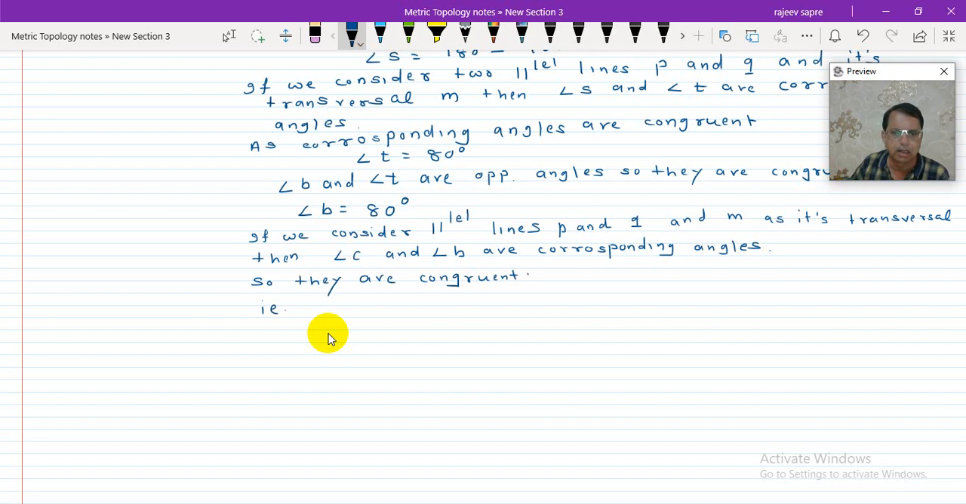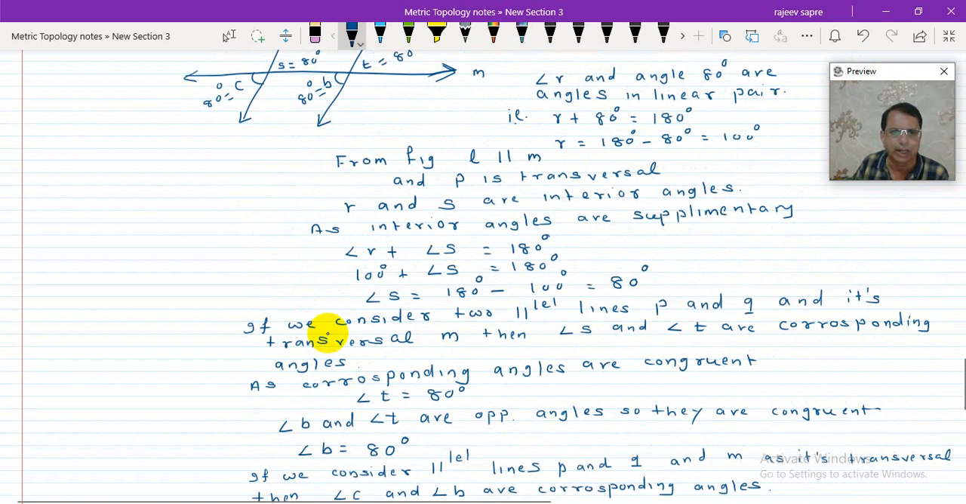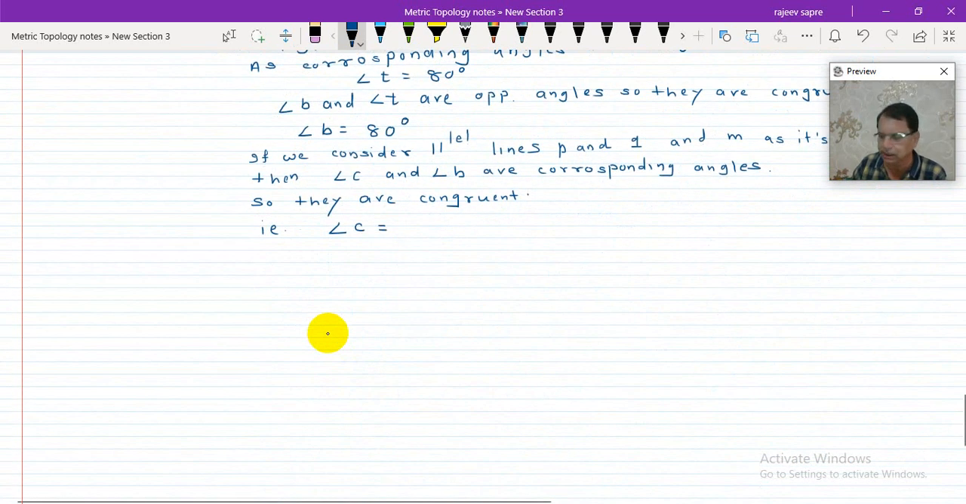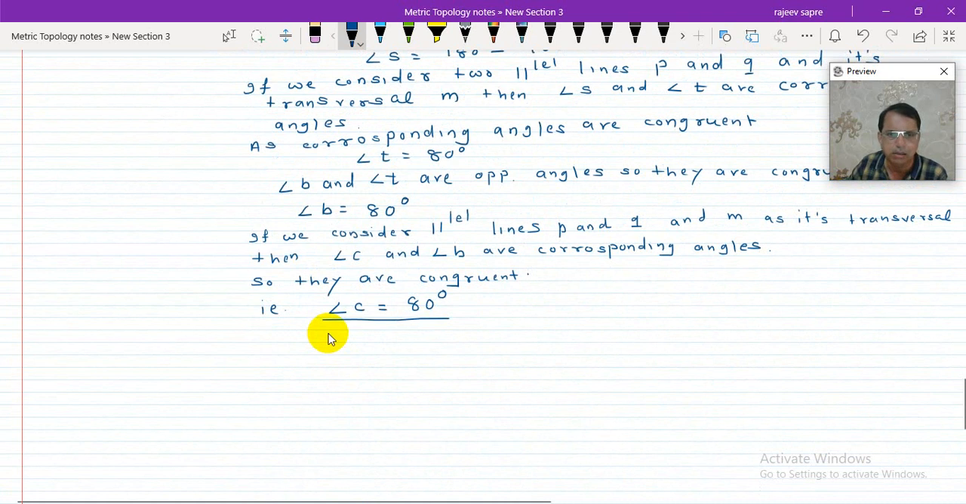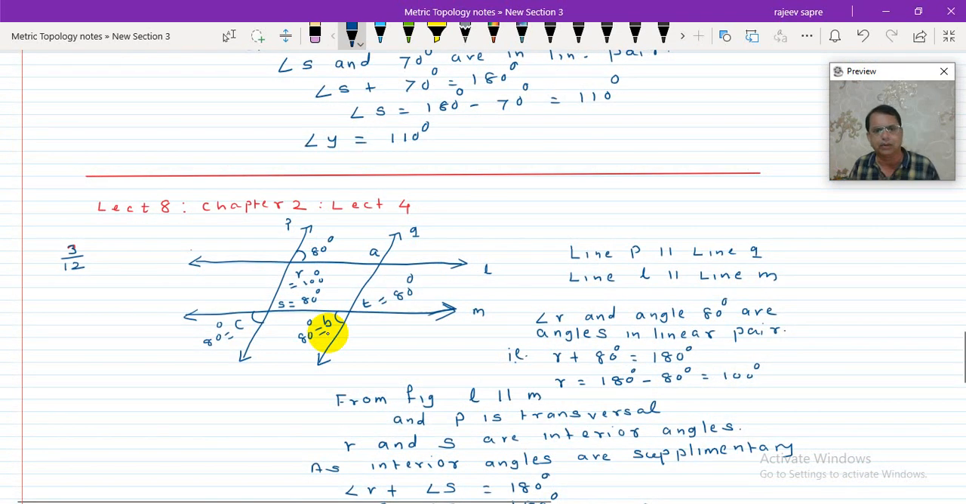Which angle are we talking about now? Angle C or B? Angle C is 80 degrees. So angle C we have got. Then here somewhere we have got angle B. Now only angle A remains to calculate. Now A is here. See, A is here.